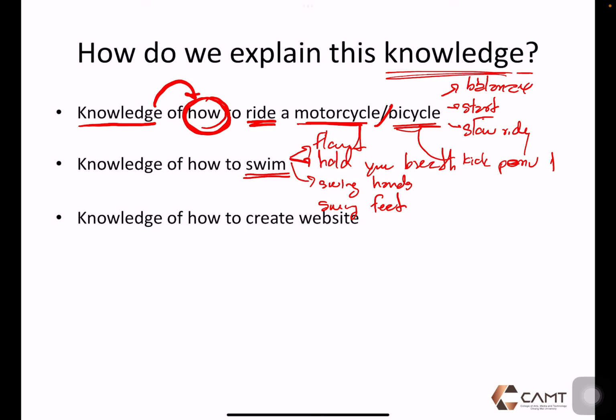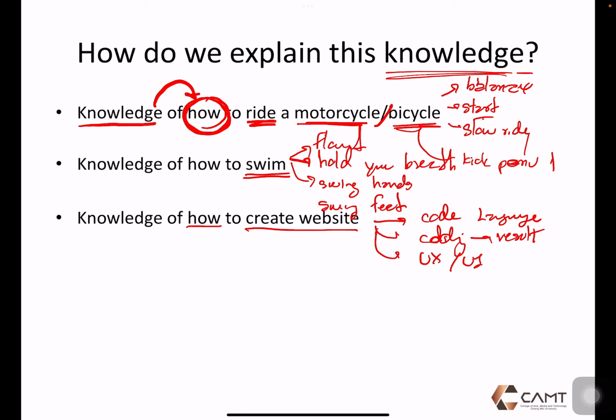How to create a website. What is the knowledge of how to create a website? First, you have to study and know about code languages. Then you try coding and get the result. Know about UX and UI, for example. You may use open source, or you may try your own coding. It's up to how much knowledge you have.